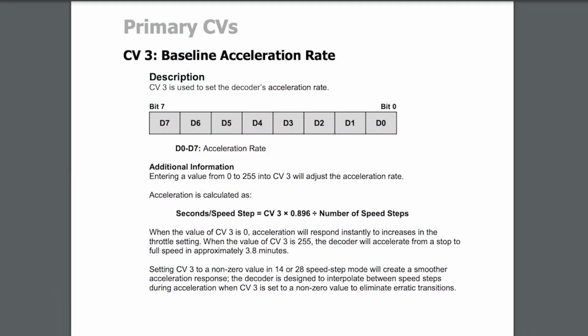If you go to our tech reference, you'll actually see the formula written up. The formula is written so that the final number you're looking for is speed steps per second. You take your CV3 value, multiply it by 0.896, and then divide it by the number of speed steps. In most cases, you'll want to be using 128 speed steps because that gives you the most refined range and smaller increments between individual speed steps.